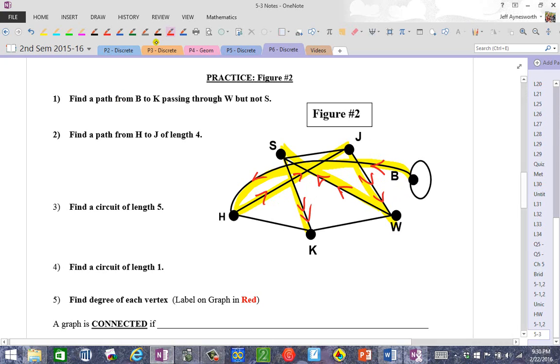So let's go ahead and, whoa. No, wait, that's not good. That's not a good example because guess what? It says, but not through S. All right, so that's an example of what not to do.